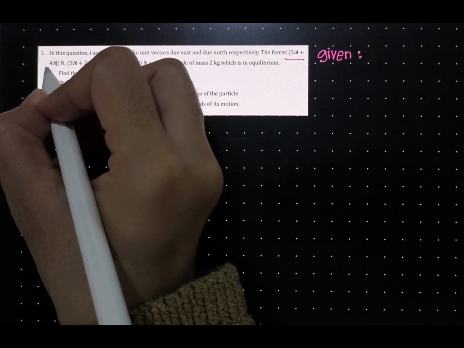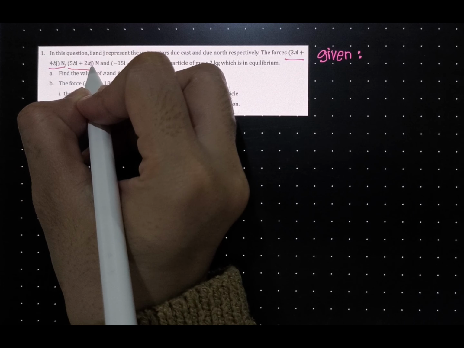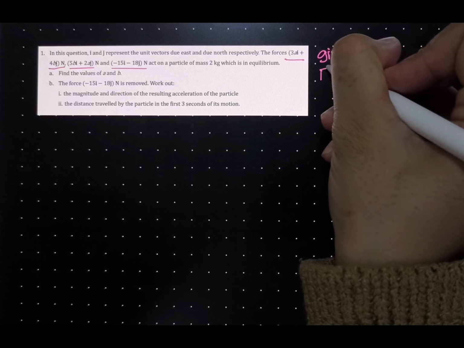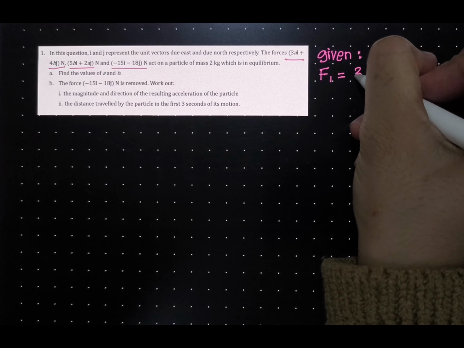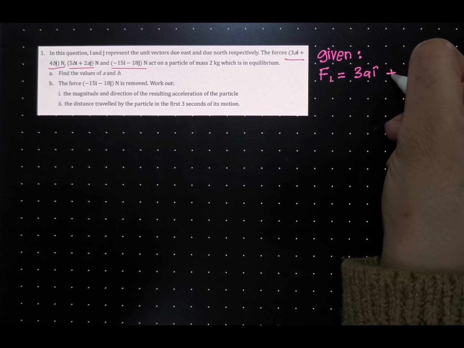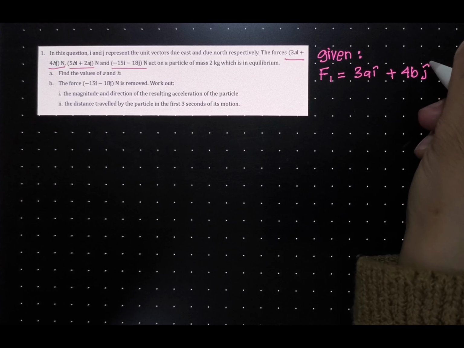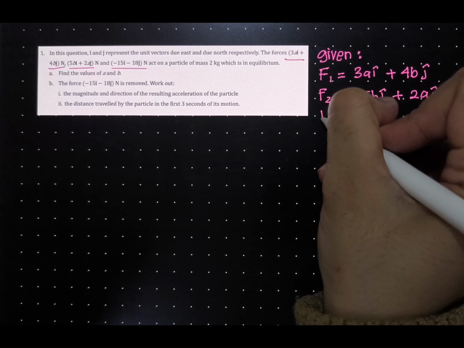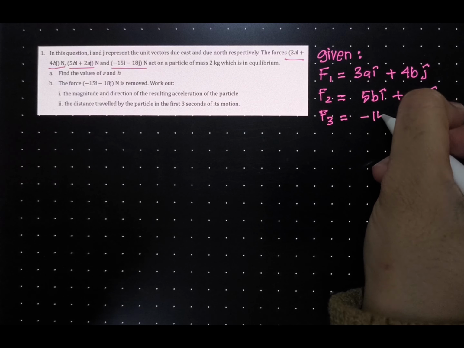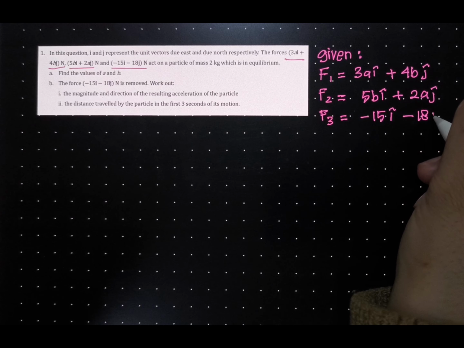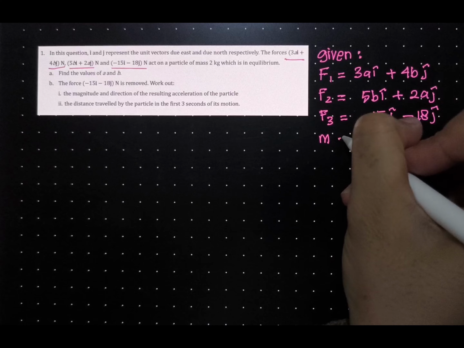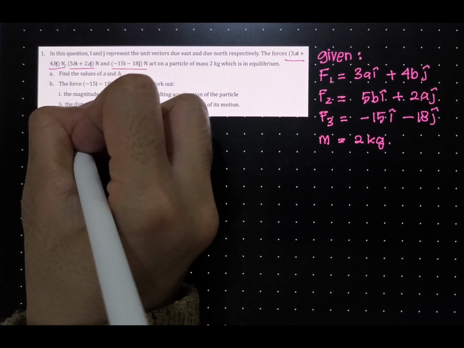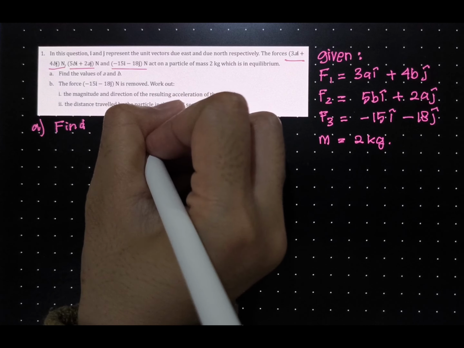To make it easier for you, let's identify the given information from the question. There are three forces acting on this particle. The first force is 3ai plus 4bj. The second force is 5bi plus 2aj. The third force is negative 15i, negative 18j. We are also given that the mass is 2 kilograms. Now, the first thing we need to do is find the value of a and b.